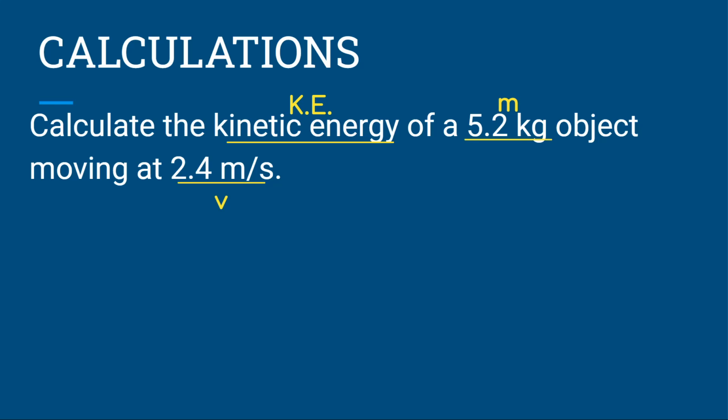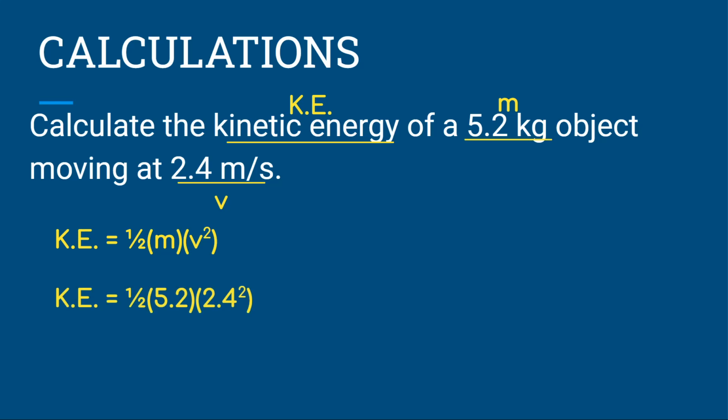Okay, so from that, KE, mass and velocity, if I look at the equations I have, it's the one we just learned. Kinetic energy equals 1/2 mass times velocity squared, and we can substitute into that formula, which looks like this. KE equals 1/2 times 5.2 times 2.4 squared. Half of 5.2 is 2.6. 2.4 squared is 5.76. And then we can multiply those two numbers, or you can do it all at once if you want, and you'll get the same thing, 14.98 joules.